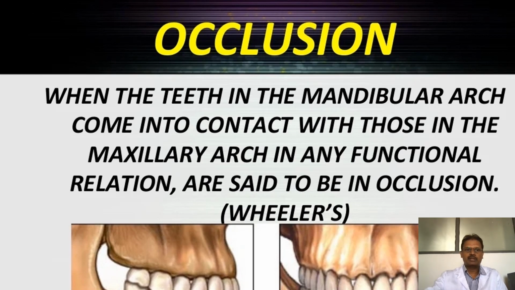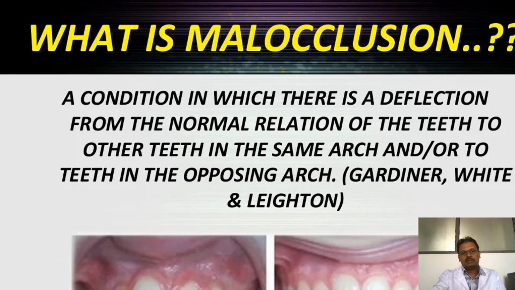So what do you mean by occlusion? When the teeth in the mandibular arch come in contact with those in the maxillary arch in any functional relation, they are said to be in occlusion. This is given in Wheeler's book, and this is the occlusion definition according to Wheeler. And what do you mean by malocclusion? It is very simple. A condition in which there is a deflection from the normal relation of the teeth to other teeth in the same arch or to the teeth in the opposing arch is called malocclusion. This classification is again given by Gardner and White and Litton.